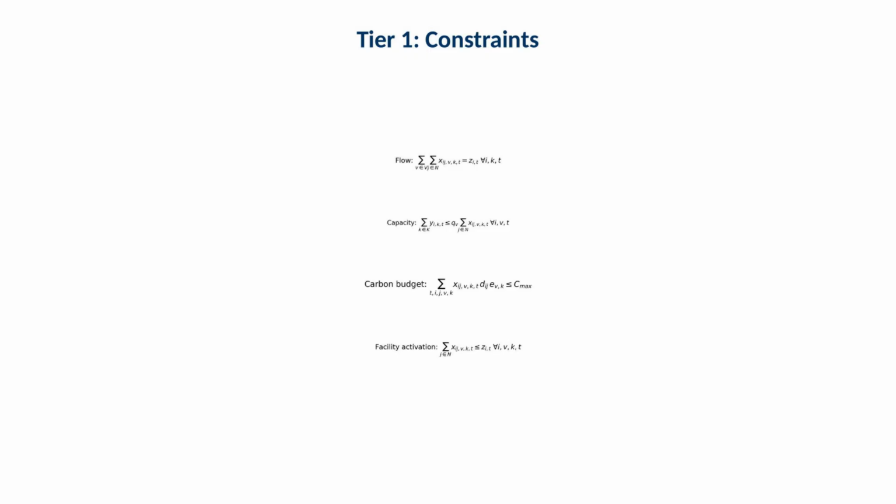The constraints enforce feasibility. Flow conservation ensures the network decisions are consistent with demand being served through active nodes. Capacity constraints ensure vehicle loads do not exceed capacity. A carbon budget constraint limits total transport emissions. Facility activation constraints enforce that you cannot route through a facility unless it is active.